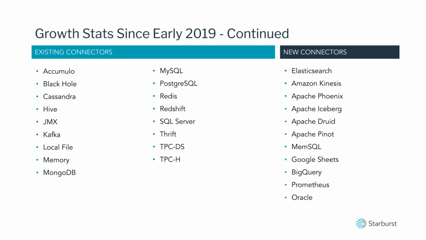We've also grown the list of connectors significantly. We had a pretty good selection before, but over the last year and a half, we added connectors for a bunch of open source projects and commercial systems. One of the most popular ones is the connector for Elasticsearch. We also added recently connectors for BigQuery and Oracle.